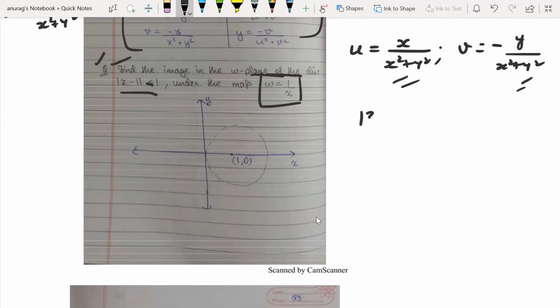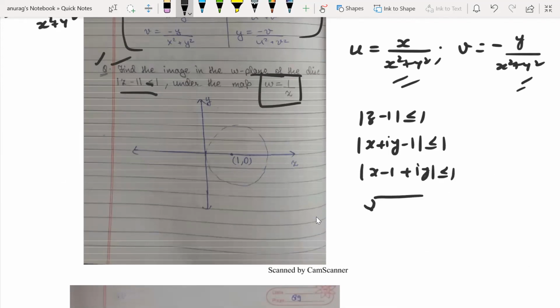So firstly, we will draw mod z minus 1 less than equal to 1. So it will be mod x plus iy minus 1 less than equal to 1. So it will be x minus 1 plus iy less than equal to 1. So it will be under root x minus 1 whole square plus y square less than equal to 1, or x minus 1 whole square plus y square less than equal to 1 square. So it's a circle with center (1, 0) and radius 1.